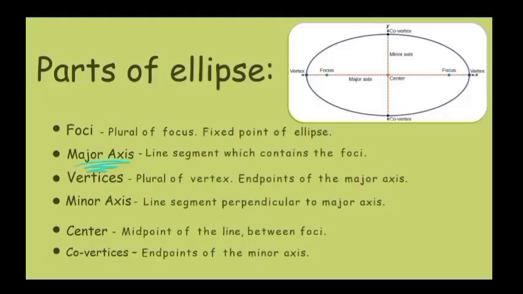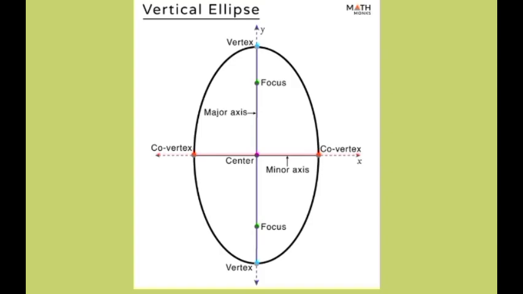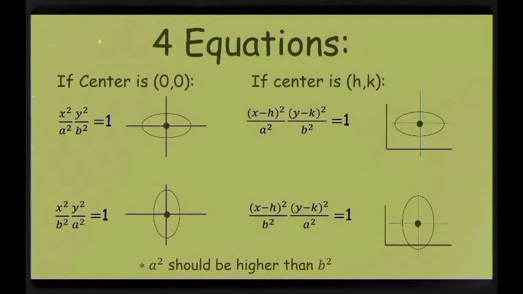We have the major axis. It is the line segment which contains the foci. This line right here is always aligned with the foci and vertices. Is the major axis always horizontal? Well, it depends on the equation we have. It can be vertical or horizontal. Later, we will find out how those equations work.